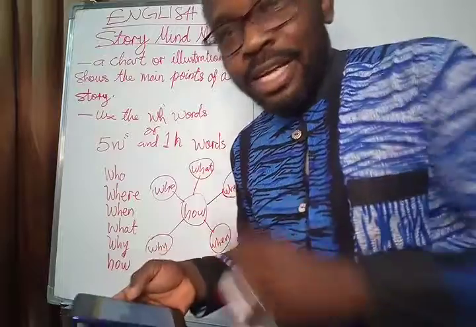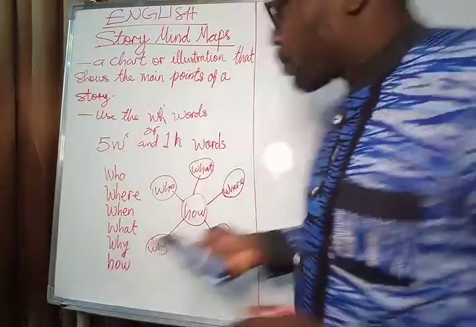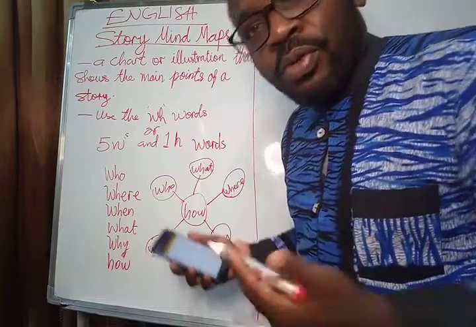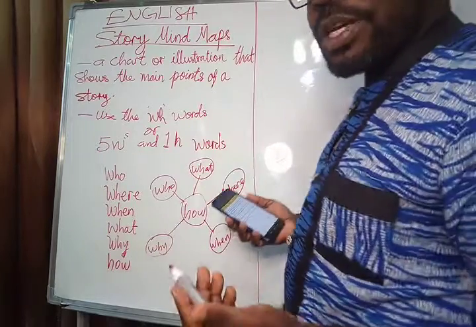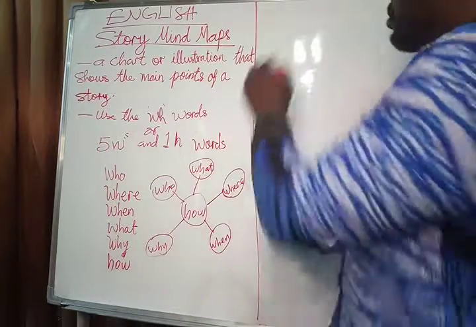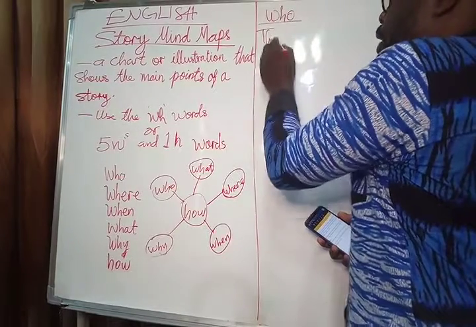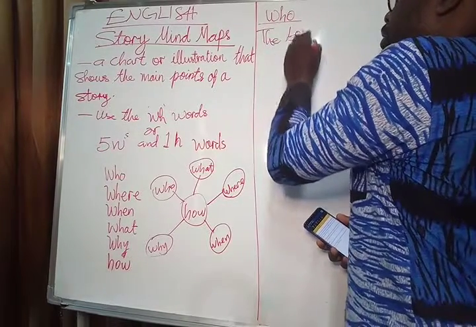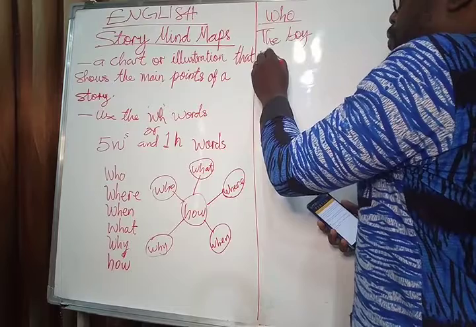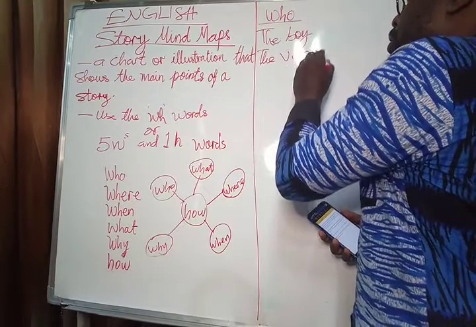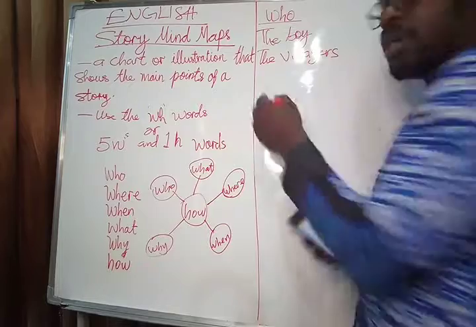Okay, now let's get to our business here. Who talks about the characters. Who was the story about? Who are the characters in this particular story? The names mentioned. So under who, you would look at the boy. Those were characters in the story. The villagers. Okay. The villagers. Now there was an old man, right?